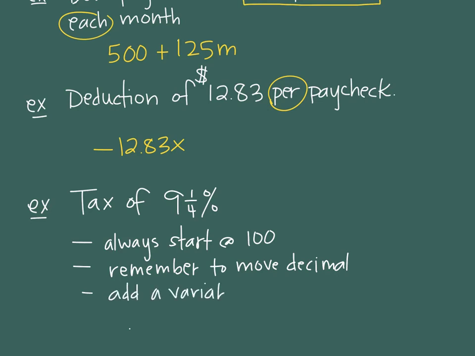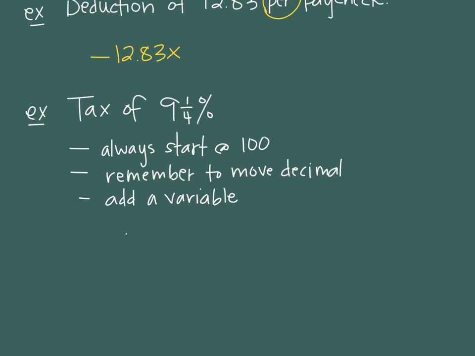All right, so what do we do with this? If you have a tax of 9.25%, you always start at 100%. So this is actually 100% plus the tax. Tax is an increase. So it's 100% plus 9.25%. So you always start with 100. If it's on sale, then you start at 100 and you go down. You subtract. But tax of 9.25%, so that equals 109.25 when you add those two together.